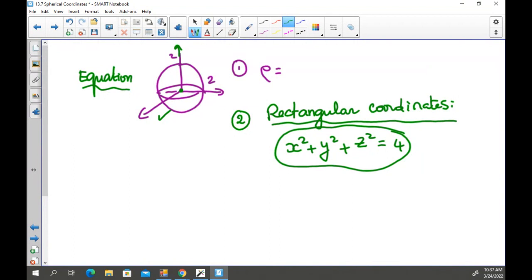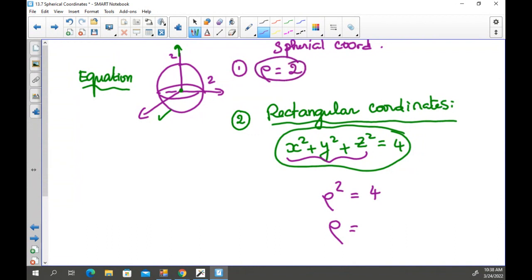Now, if I want to write this equation in spherical coordinates, then it becomes, remember, this side will give you rho squared equal to 4. So that means rho is 2. That's all. Okay? So remember this.